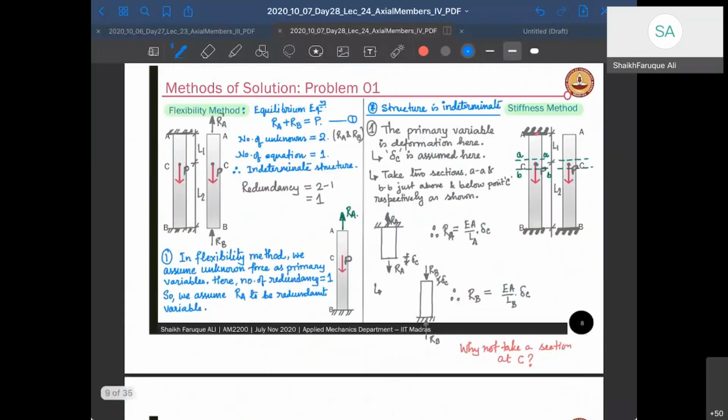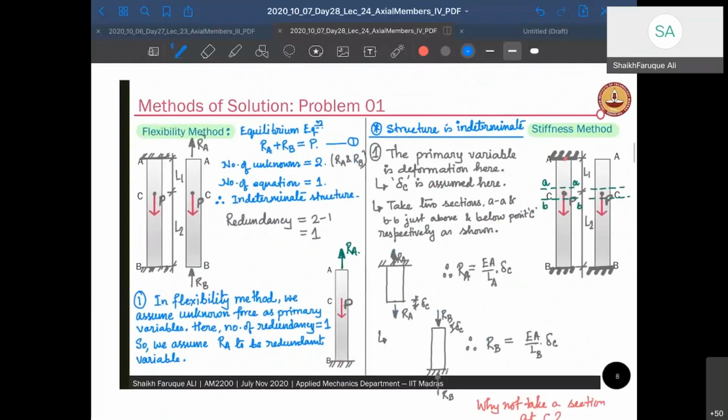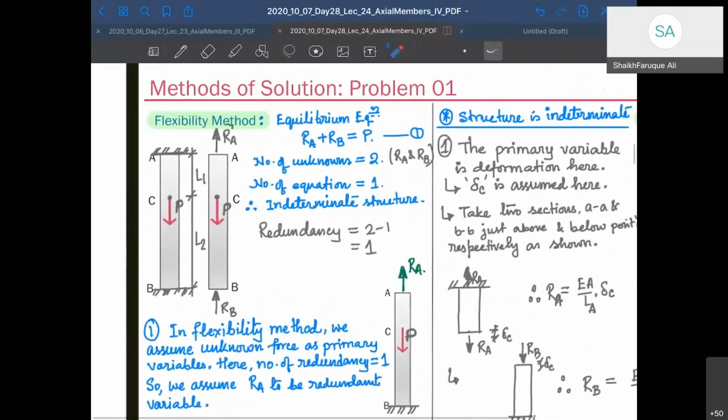Okay, let's look at the problem. So this is my problem. I have both methods here, the flexibility method and the stiffness method. I'm not solving it here, I'm just telling how to do it. Solutions are afterward. So let's look at how we do it in the flexibility method. We said that in the flexibility method, the primary unknown will be your force, and you'll assume one of the forces as a variable and solve the full thing given that force. So here is the equilibrium equation that we have solved.